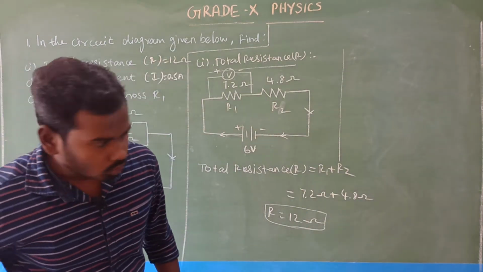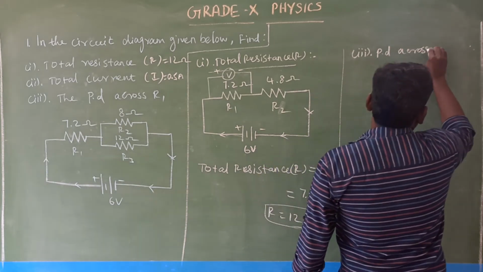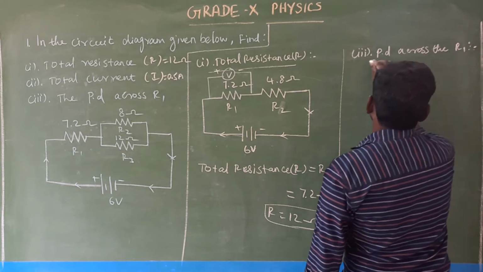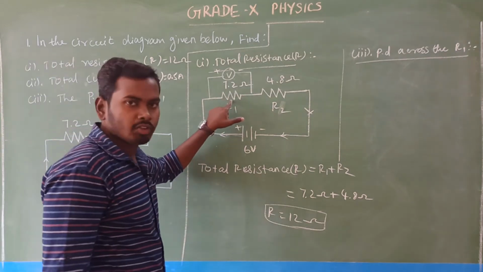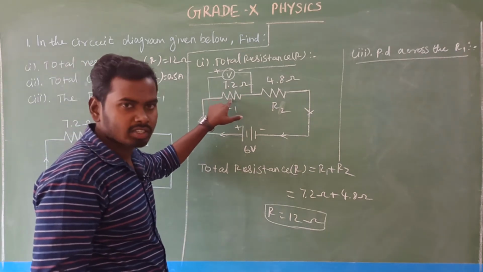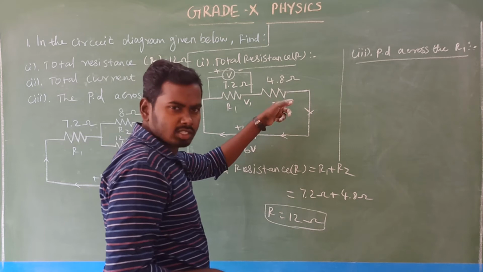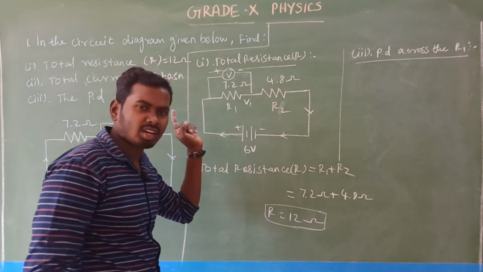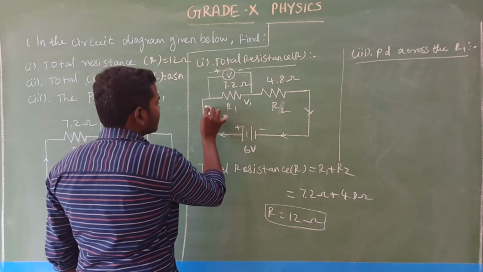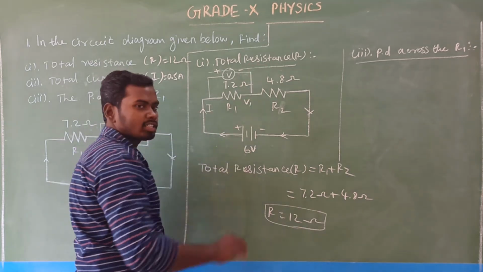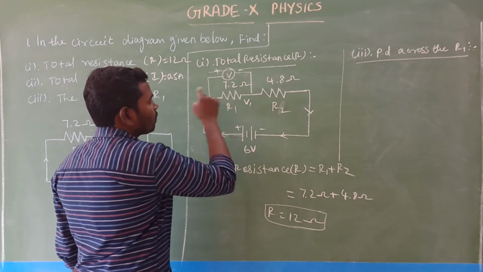Third one, potential difference across the resistor R1. In a series combination, the potential difference gets distributed. Consider this is V1; there will also be V2, but that is not needed, because the question asks only for the potential difference across R1. The same amount of current flows through both resistors. The resistance value is 7.2 ohm.